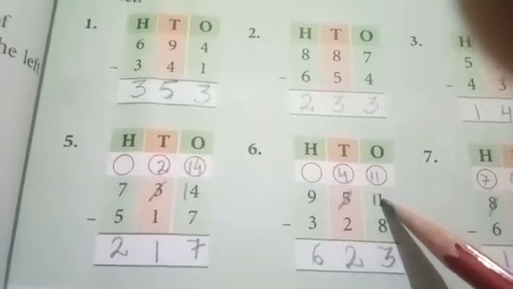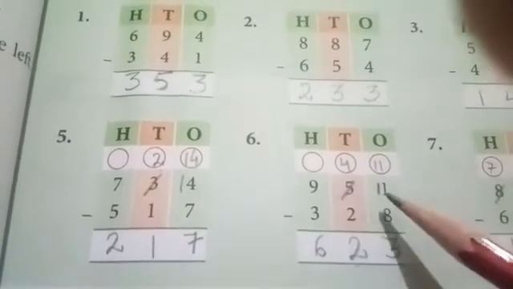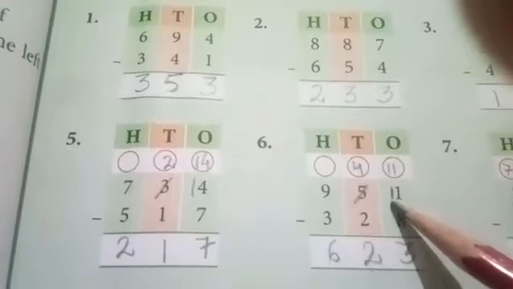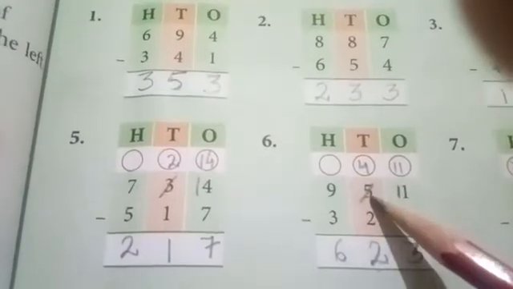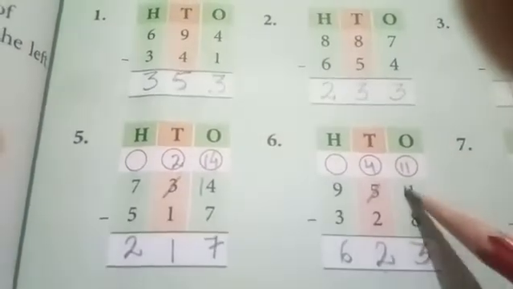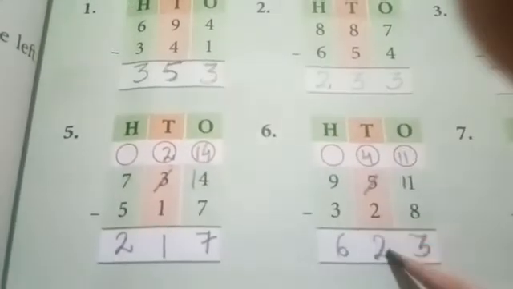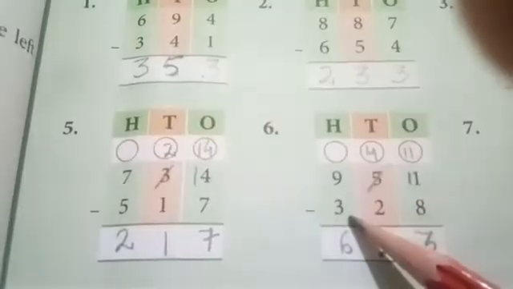Now in sixth question, in ones place 1 minus 8 is given. Now again 1 is smaller than 8, so we have taken one borrow from here. Here it becomes 11, and here 5 minus 1 is becoming 4. 11 minus 8 is 3, so we have written 3 in ones column. Then 4 minus 2 is 2. 9 minus 3 is 6, so we got the answer 623.